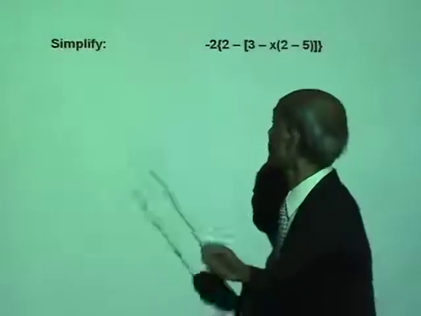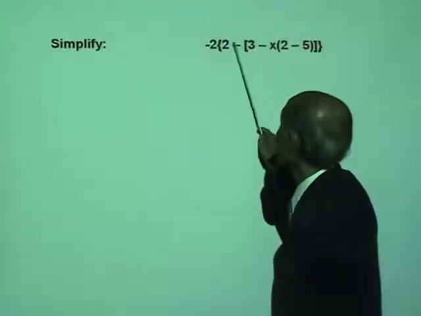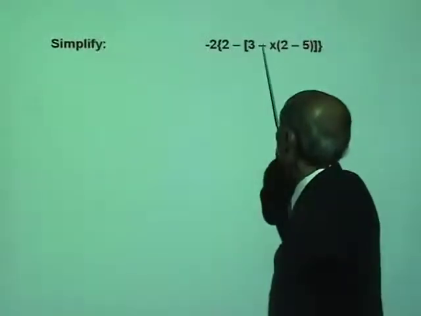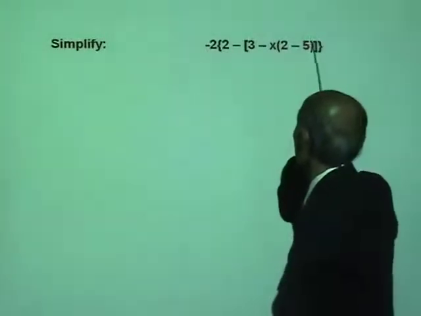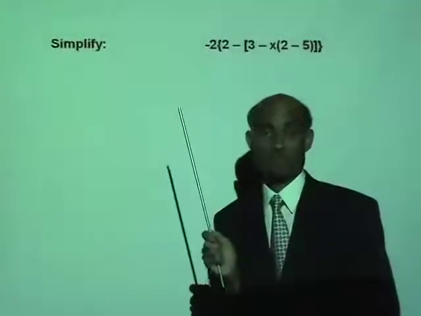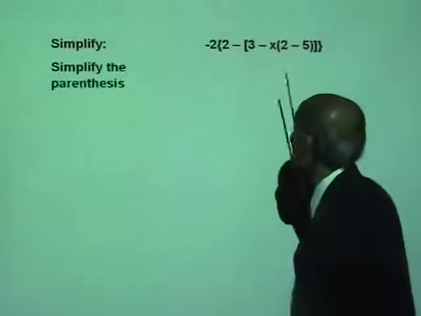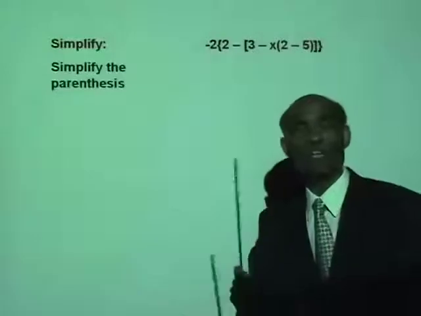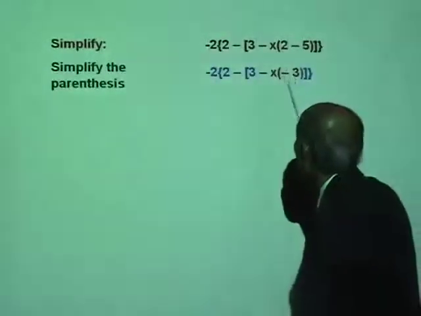Alright, let's simplify this. Negative 2 in brackets, 2 minus, this is braces, 2 minus bracket, 3 minus x times 2 minus 5, parenthesis end, bracket end, braces end. Where do we start here? You always start inside the parenthesis. So first simplify 2 minus 5. What is 2 minus 5? 2 minus 5 is negative 3.